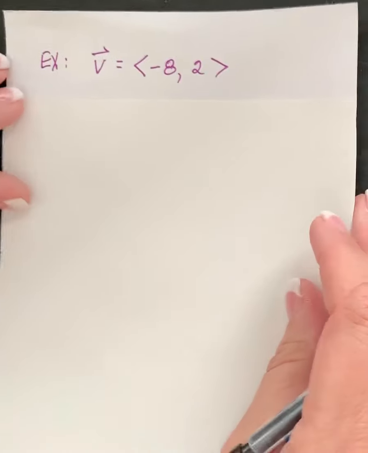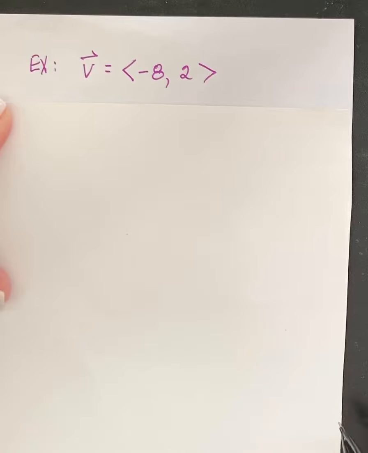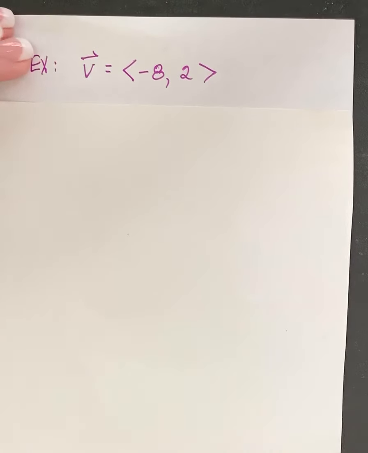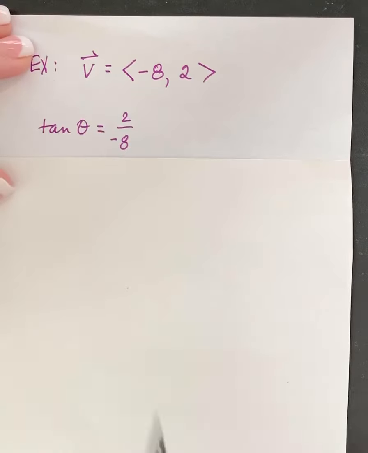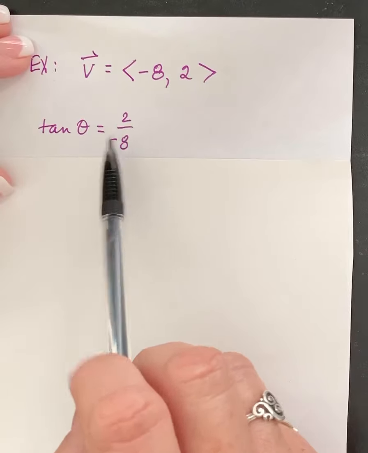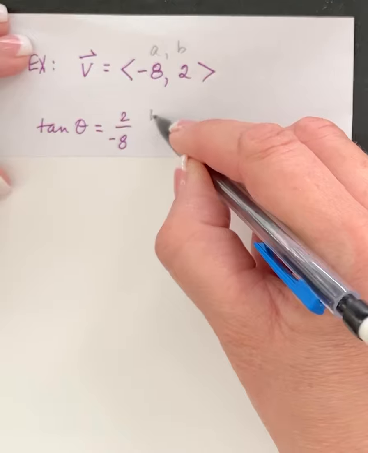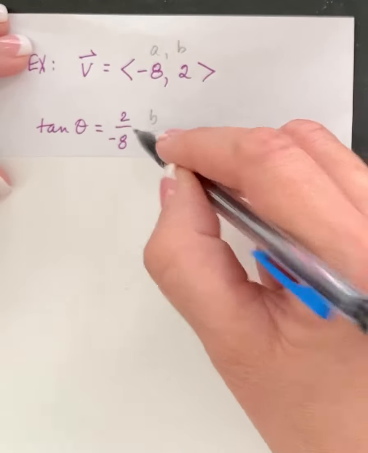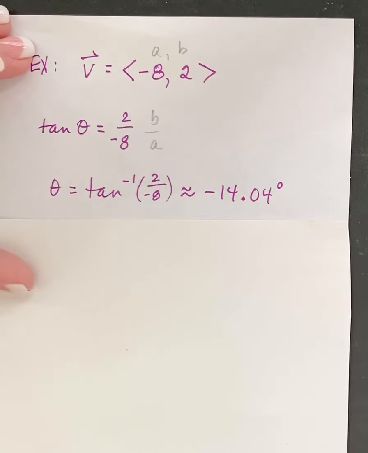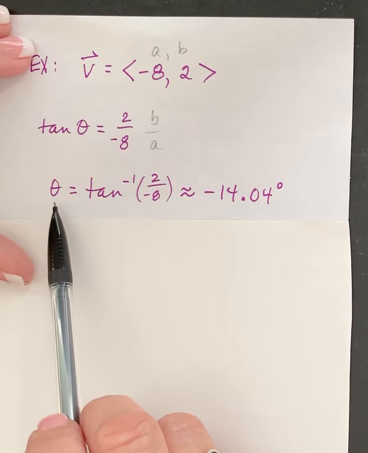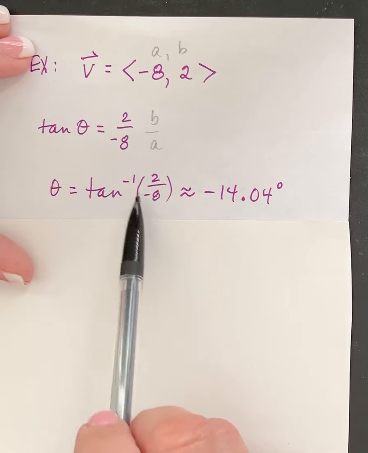Okay, so let's say we have this vector and we need to find its direction angle. What you'll be solving is the tangent of theta equals 2 divided by -8. This is A comma B, this is B over A. Tangent of theta is equal to B over A. So then you're going to be looking at theta being equal to the inverse tangent.